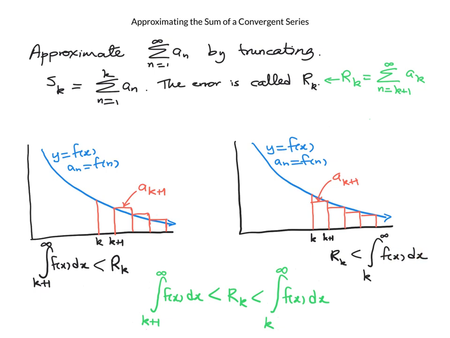So if you put this together with this, what we can say is that the integral from k plus 1 to infinity is less than the error, and that error is then less than the integral from k to infinity. So we have a lower bound and an upper bound of our error, if it is possible to create a function whose integral we can calculate starting at either k plus 1 or k, depending on whether we want a lower bound or an upper bound for our error.